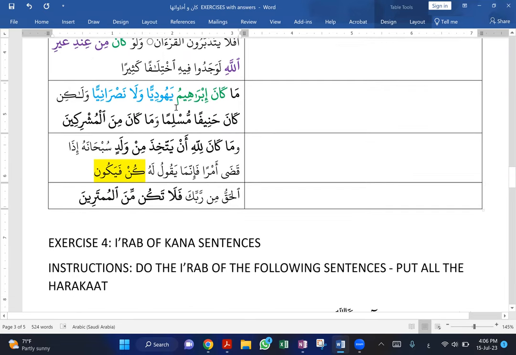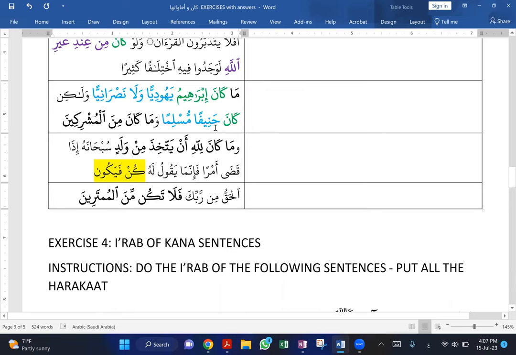Okay, and then we have in this same ayah, we have actually two kanas. So, walakin, kana, hanifan, musliman. Actually, we have three kanas here. Wow. So, what are we looking at? Kana mubtada, hanifan, musliman. Yeah. Kana mubtada. Yeah. Hanifan and musliman is a khabar. Yeah, because it's in nasab sifat. What is the relationship between hanifan and musliman? Nasab sifat. Yeah.